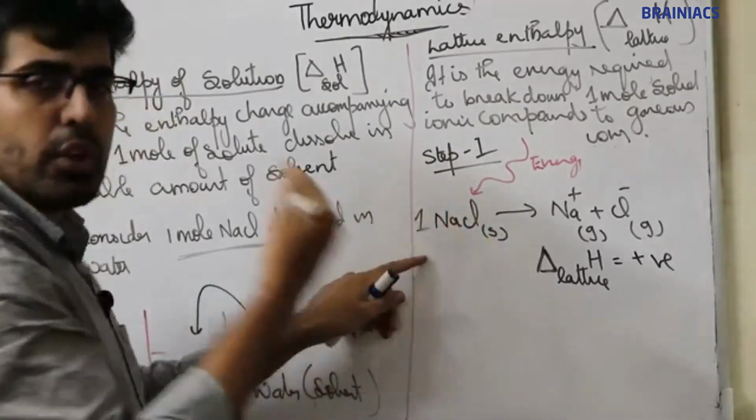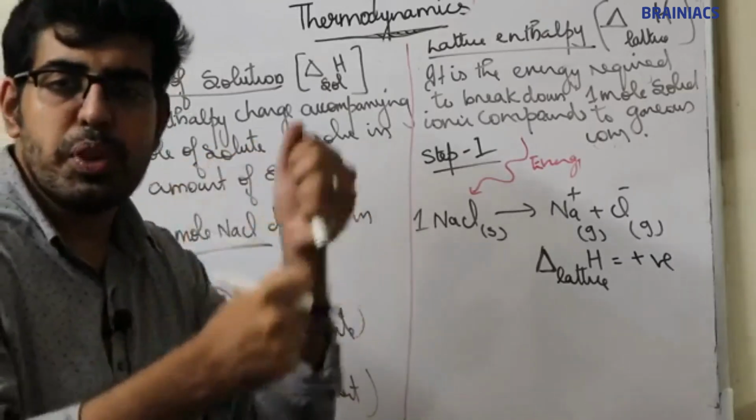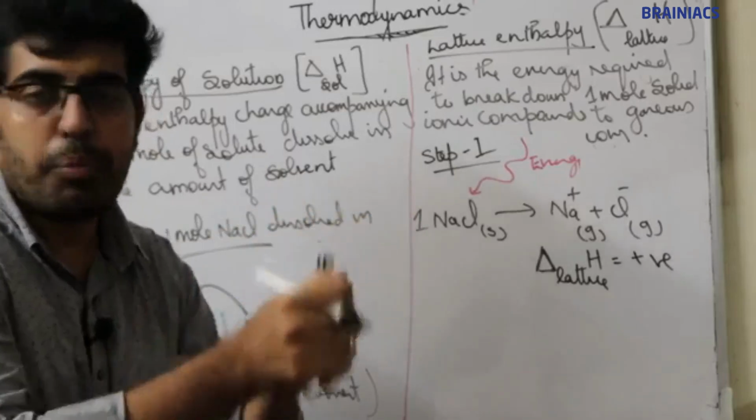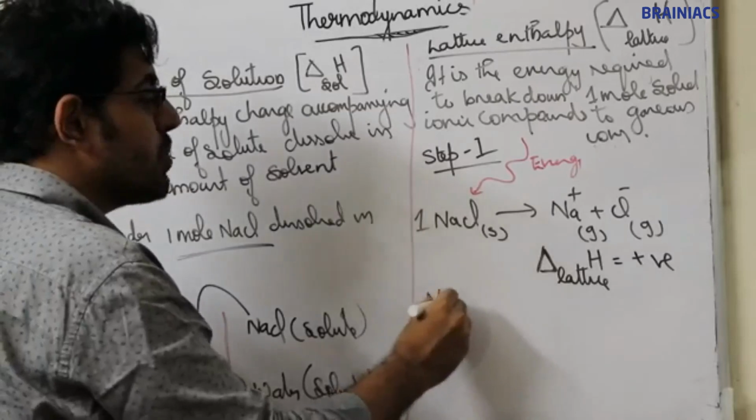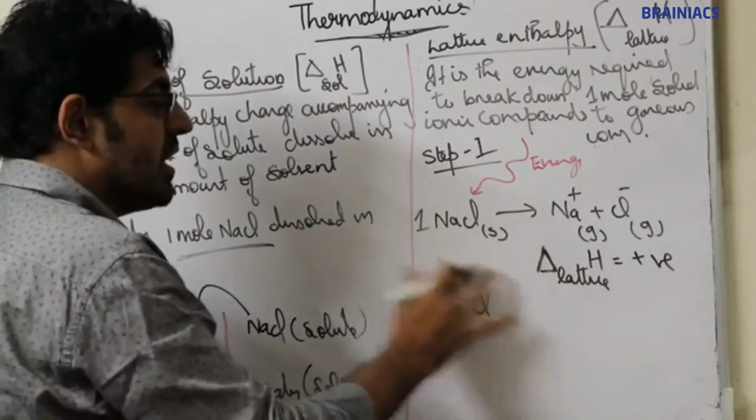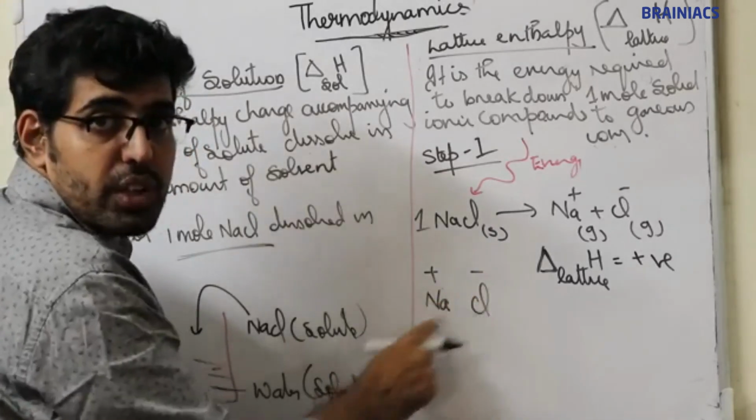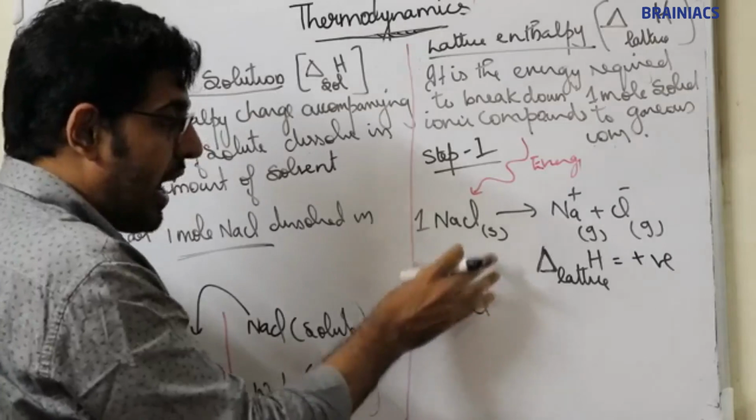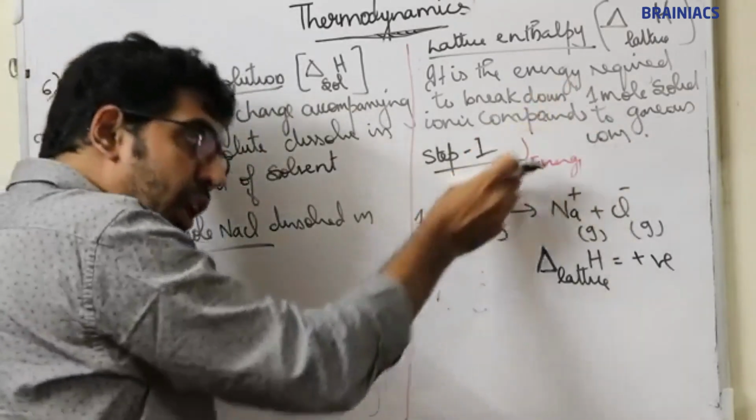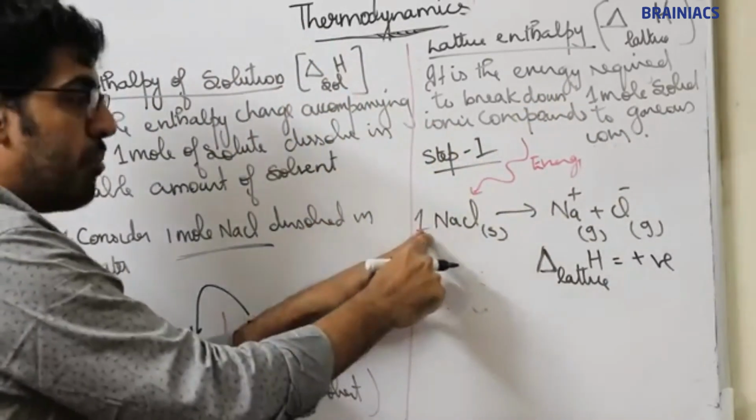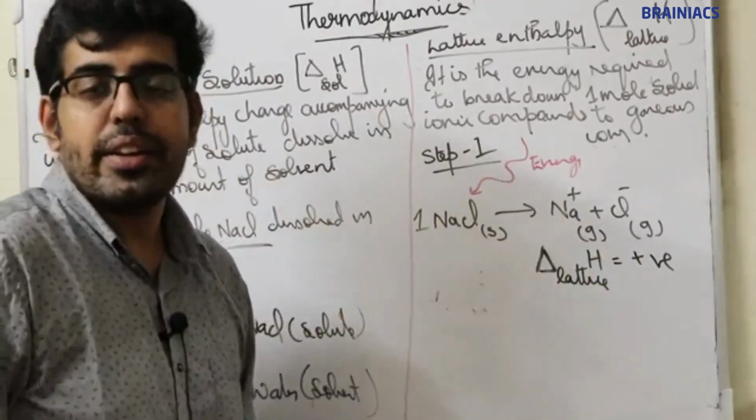NaCl is an ionic compound. The force of attraction between Na and Cl is an ionic bond, or electrostatic force of attraction. So NaCl is an ionic compound, and the energy required to break down 1 mole of solid ionic compound to gaseous ions is known as lattice enthalpy.